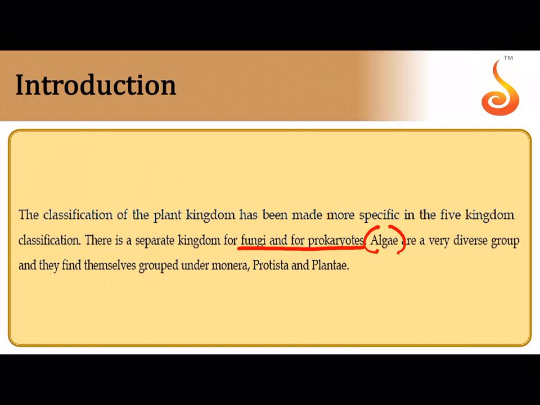Okay, so in this chapter we are only going to discuss some of the primitive plants like algae, which is included under kingdom Plantae, along with avascular plants like bryophytes and vascular plants like pteridophytes, gymnosperms, and the most advanced plants, that is angiosperms.